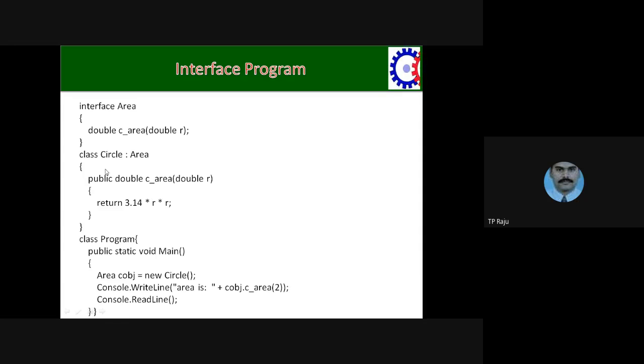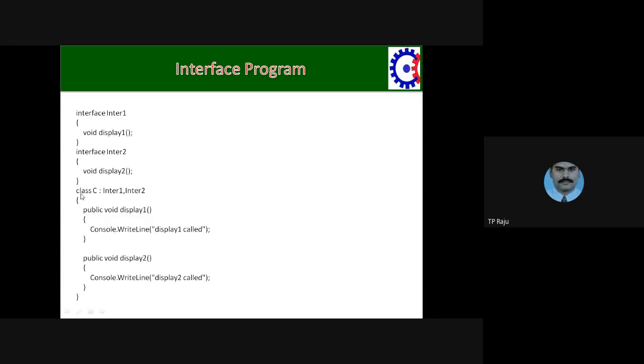Okay, first of all, if you see the output of this current program, what is the output? The output is area is, and then whatever answer it may be. Means 3.14 into 2, the answer will show. Before that, you get the message area is.